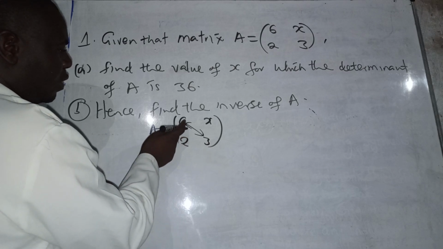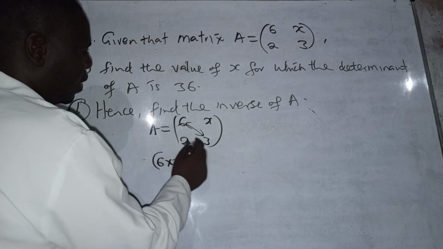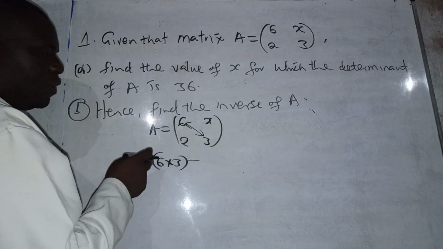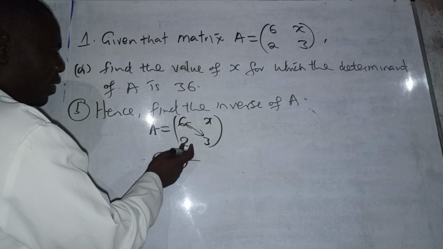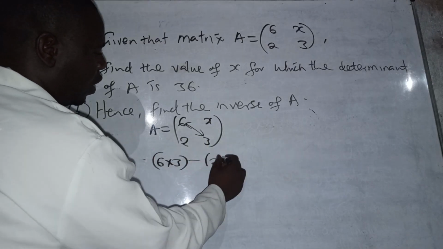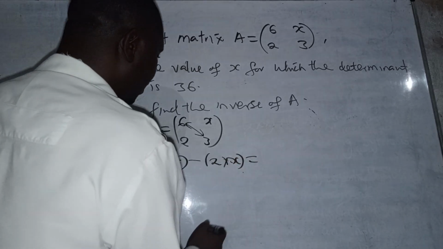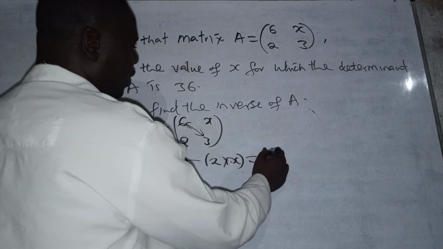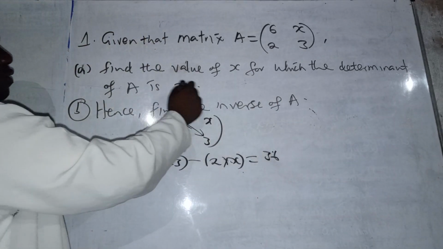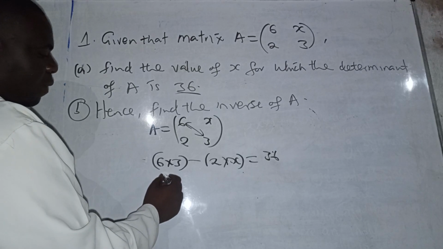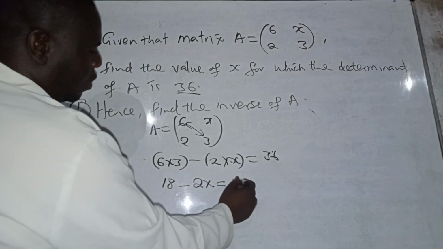I'm going to show that 6 times 3, minus, remember, when finding the determinant, you need to multiply the major diagonal minus the minor diagonal. So minus 2 times x. Then it is equal to 36, since our determinant of A is 36 as given in the question. So this times this is 18 minus this times this is 2x, then is equal to 36.